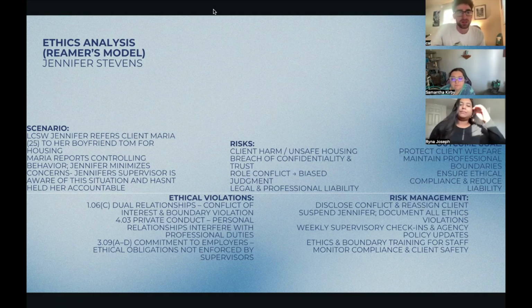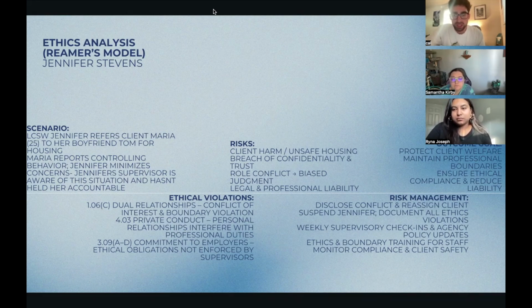So the risks here in this situation are the client directly coming to harm because of Tom's behavior, plus just the general trauma that comes with having unsafe housing. Additionally, it's a clear breach of confidentiality and trust, and it creates a role conflict, which would lead to biased judgment. And additionally, there is definitely some legal and professional liability here.